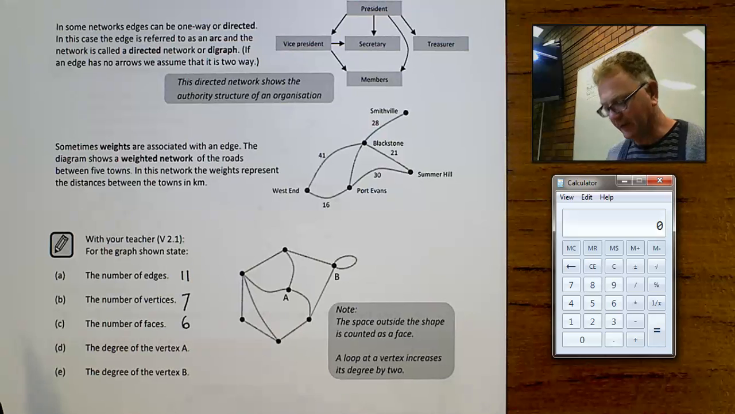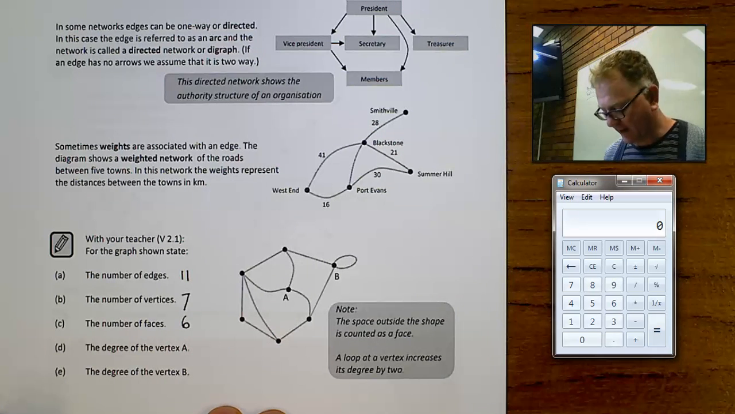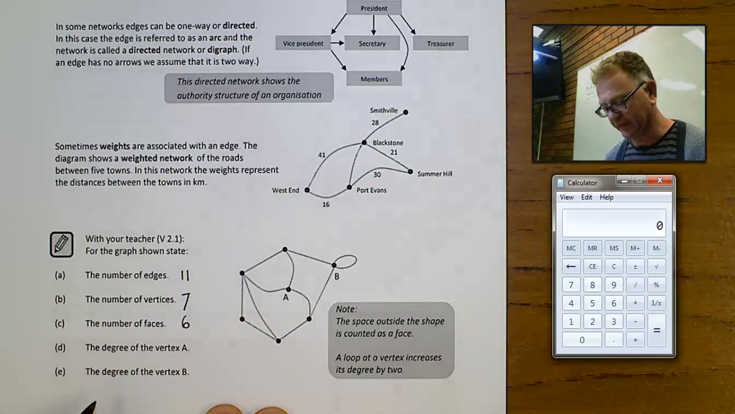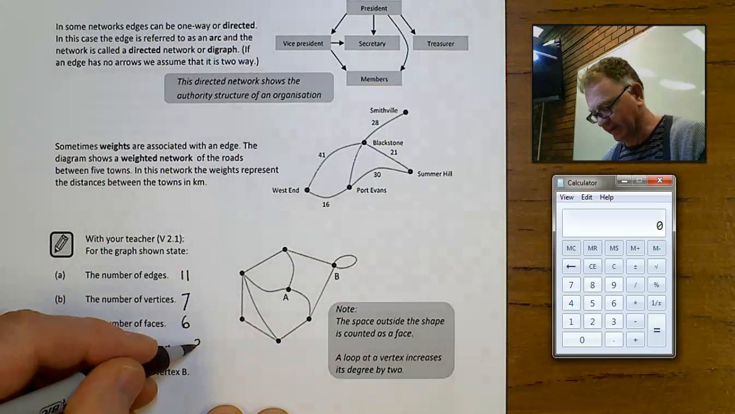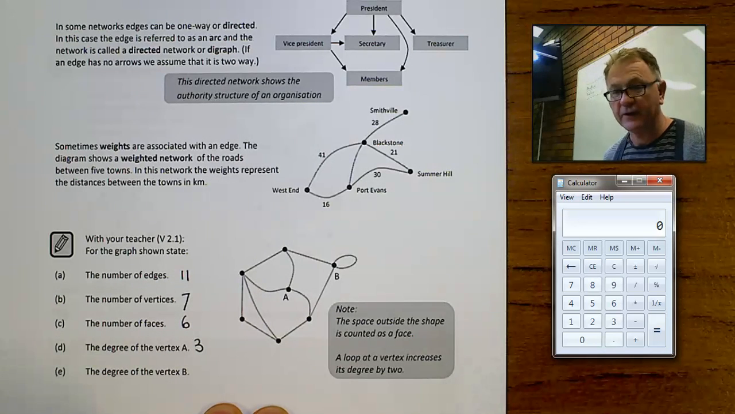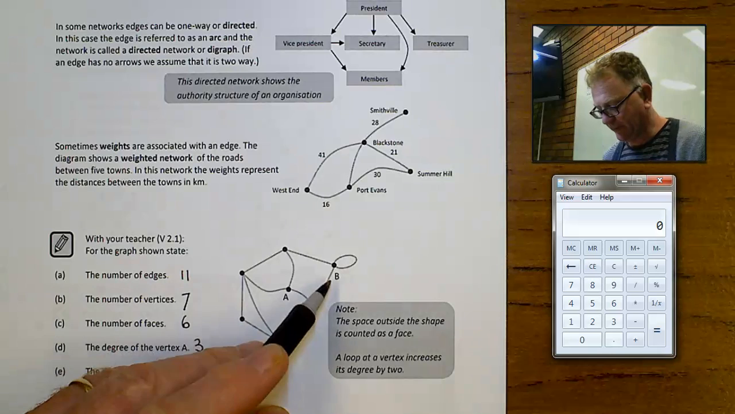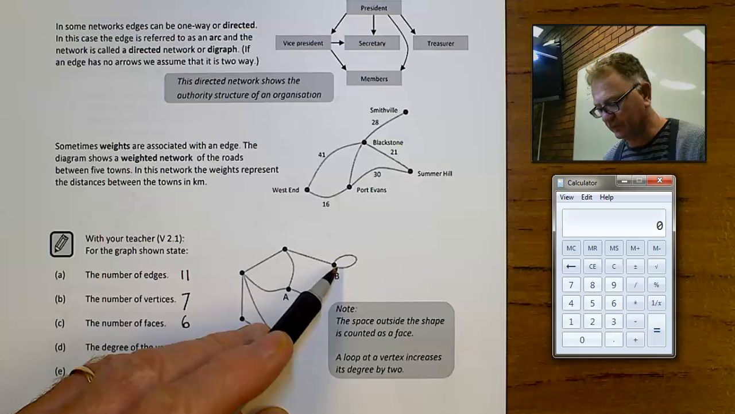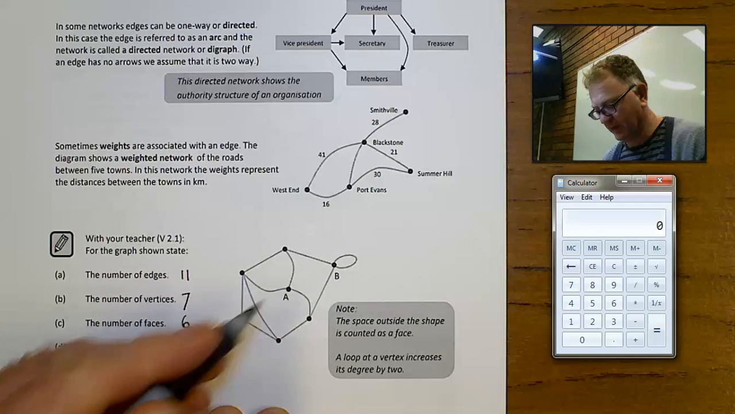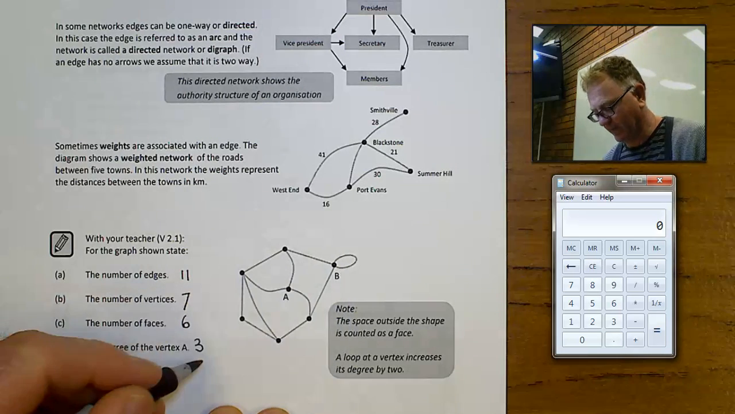The degree of a vertex is the number of edges which lead to it. So for the degree of vertex A, we've got 3 leading in there, that's degree 3, and of vertex B, there's 1, 2, and this loop actually counts as 2 edges leading in, so that's 1, 2, 3, 4.